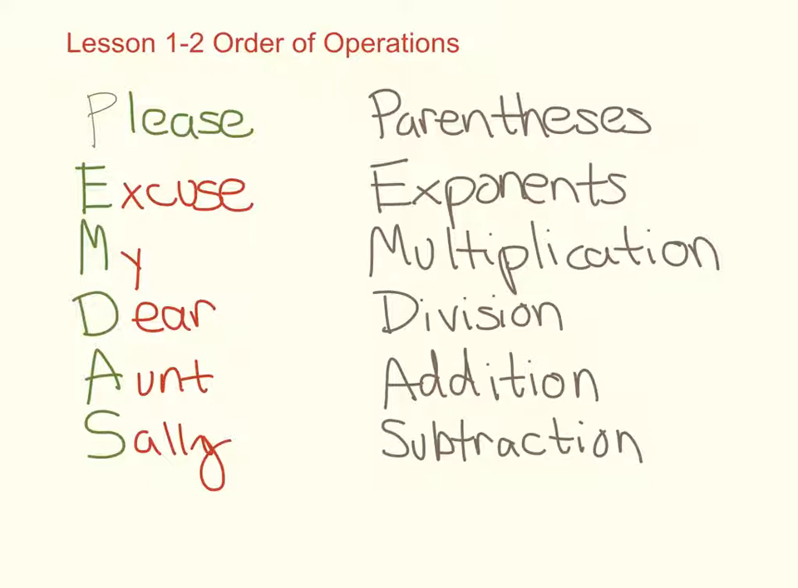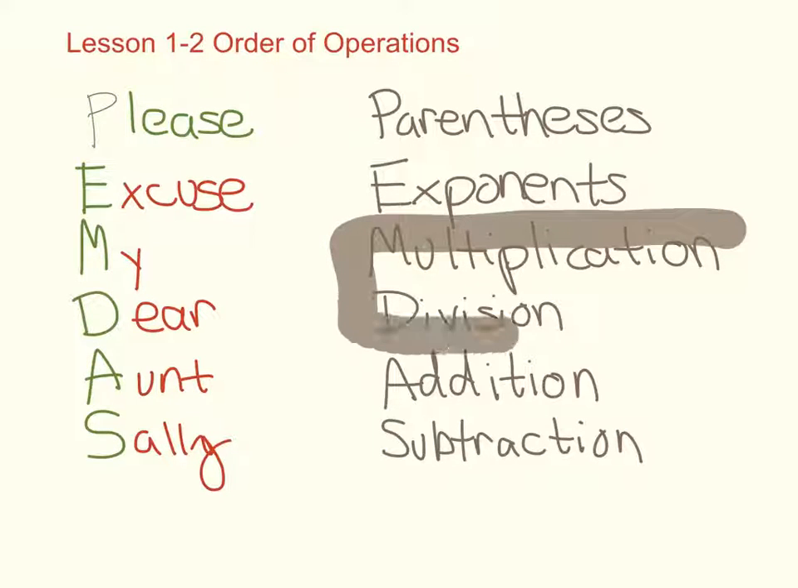And then we have to remember, too, that multiplication and division go together. What we mean by that is that you don't have to do all your multiplication first and then all your division. You do multiplication and division in whichever order it comes up in from left to right.